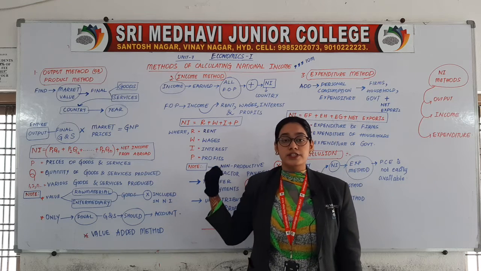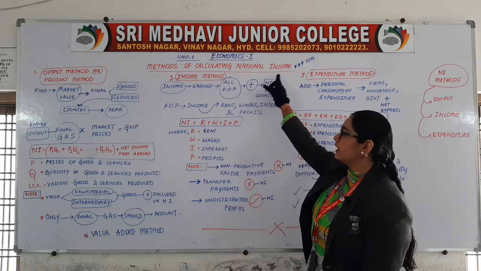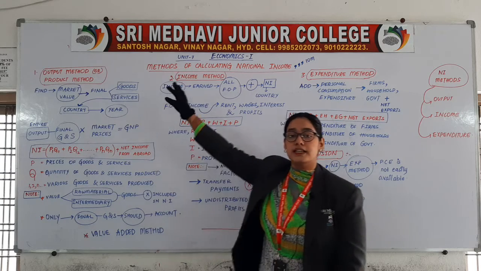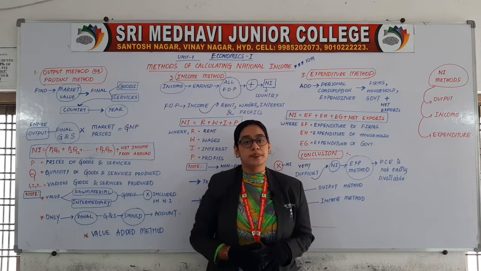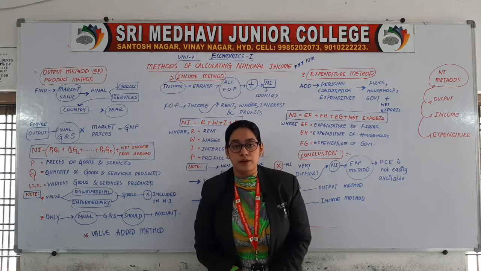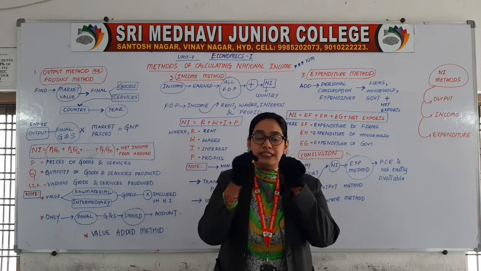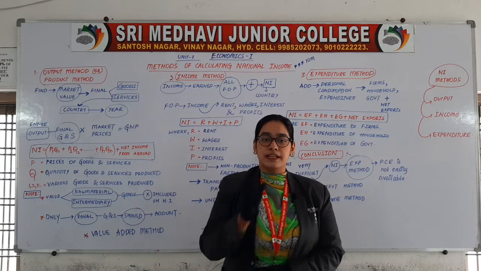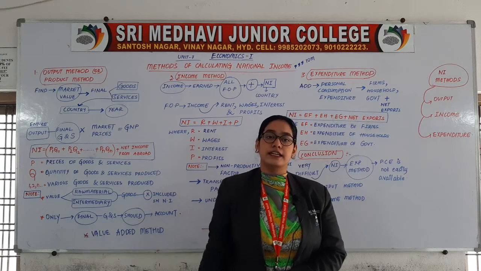So today's question or today's topic is explain various methods of calculating national income. So what is national income? The amount of all final goods and services produced in a country during a given period of time is called national income. In simple terms, how many goods and services are produced in a year in a country is national income.